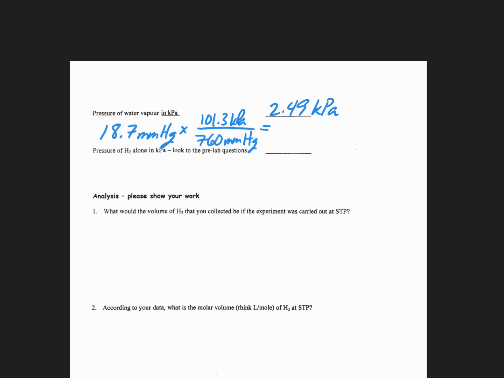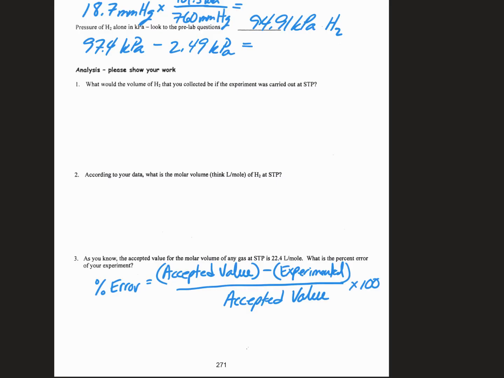Now remember, we're going to use Dalton's law of partial pressure to solve this, and the total pressure is going to be the atmospheric pressure. So that comes out to be 94.91 kPa for the hydrogen. I'm going to leave the rest up to you.